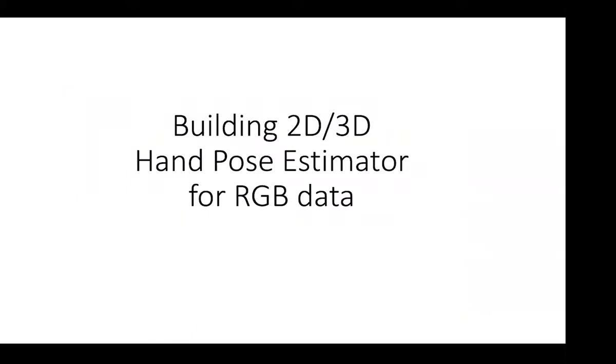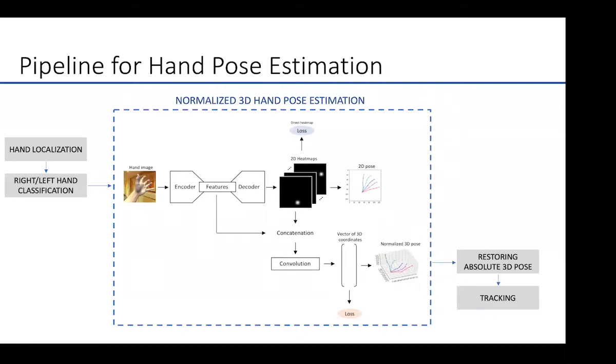How to build your own hand pose estimator? Here is a pipeline for this task. First of all, you need some kind of hand localizer. This model will find a hand and crop it from the photo, because it's not a good idea to run the hand pose estimator on the whole image when there are a lot of objects and the hand occupies a very small area of the photo.